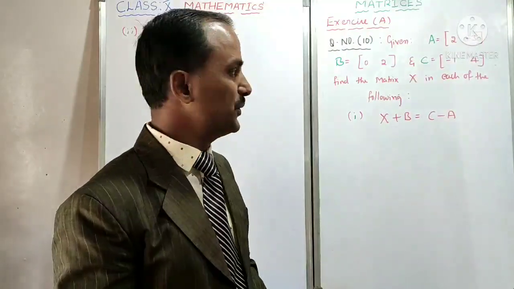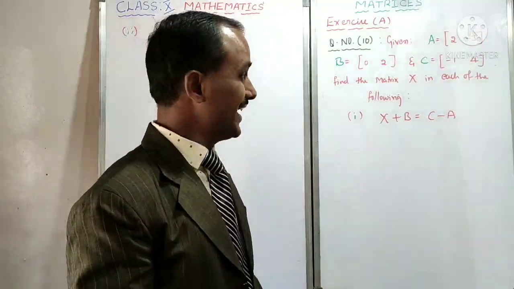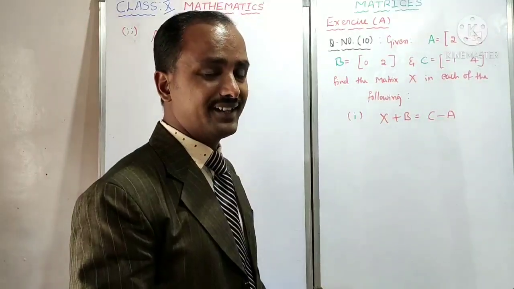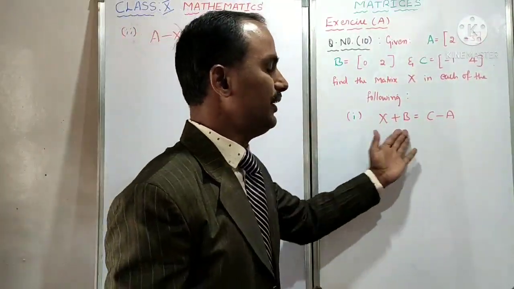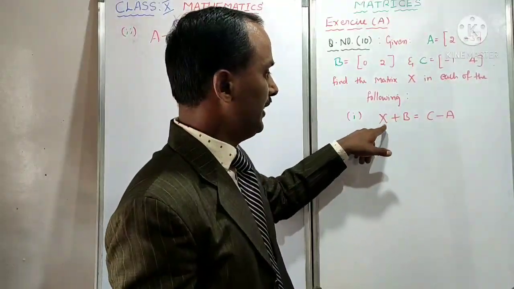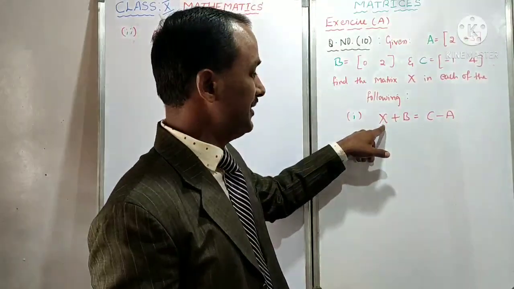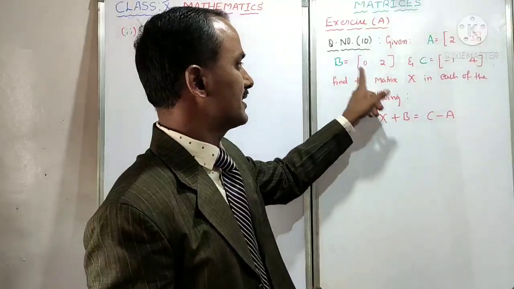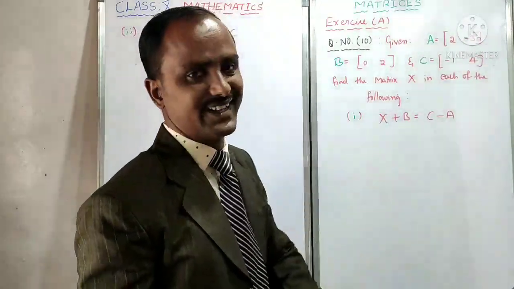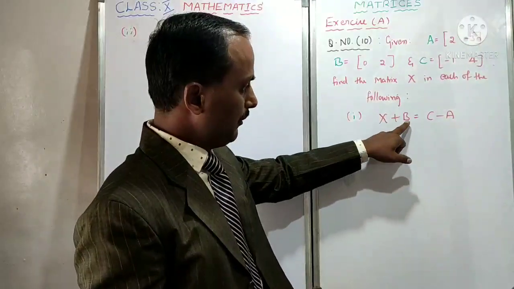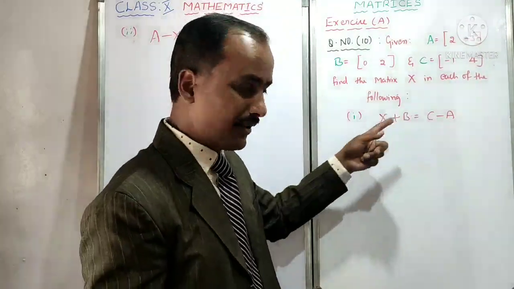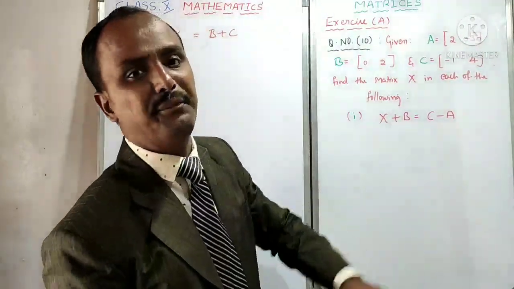1 by 2, 1 by 2, 1 by 2. Find the matrix X. Here one more matrix named X is there in each of the following. Here 2 cases are there. In the given equation, X plus B is equal to C minus A. By using the elements of matrices B, C, A, I am finding the elements of matrix X.